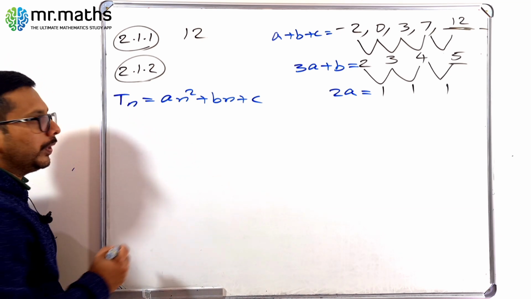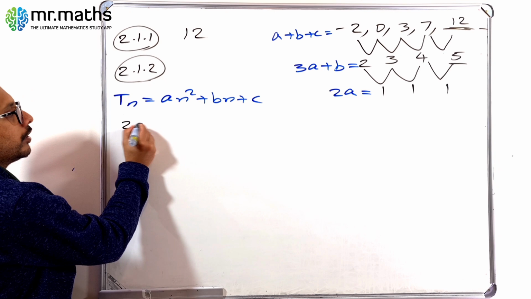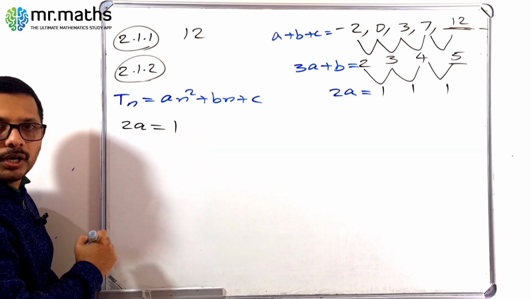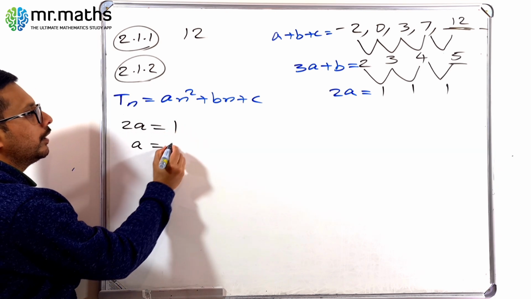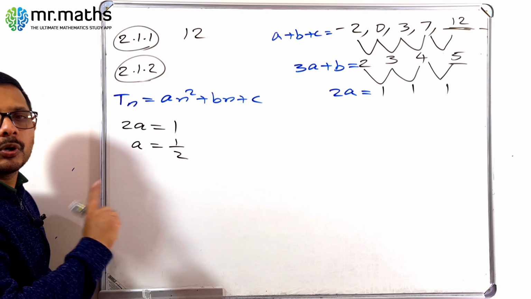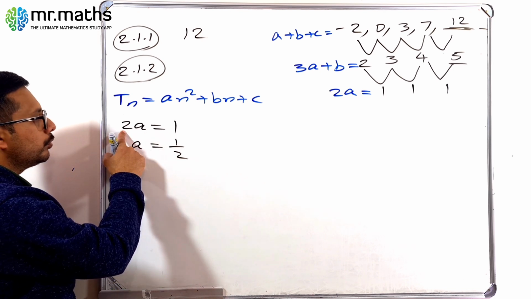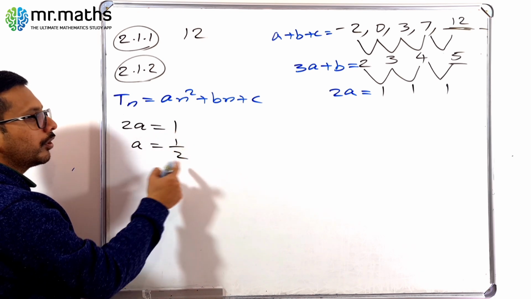Okay, so now we have to take one by one, then try to find the values of a and b. So what is the first equation? 2a is equal to 1. So from there, what is a? a is equal to, divide both sides by 2. That means 2 divided by 2, 2 cancel, then 1 over 2.